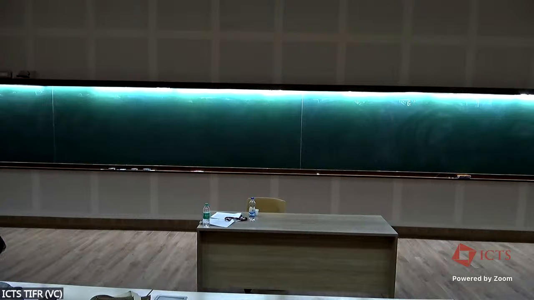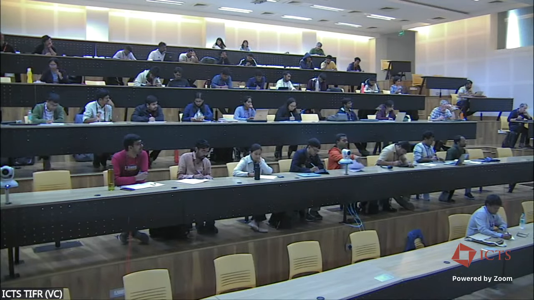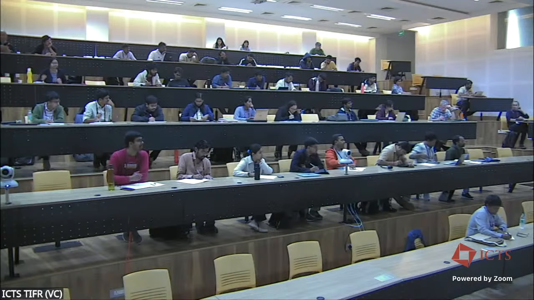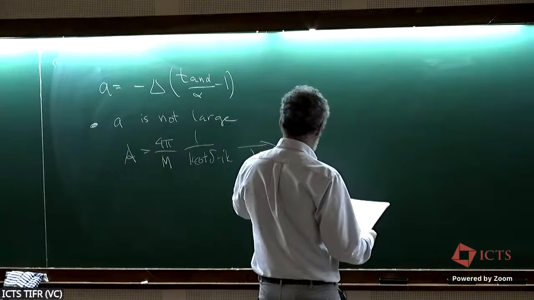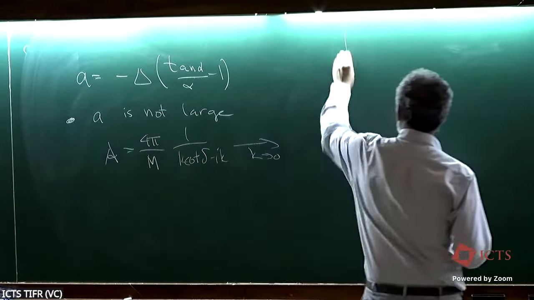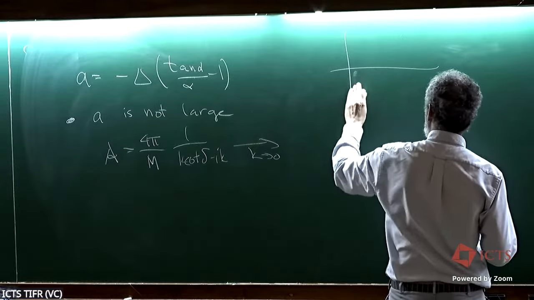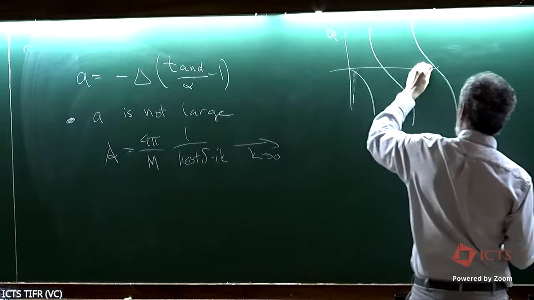So let's say that A is not large. Let's continue that example. And then our scattering amplitude is 4 pi over m, 1 over k cotangent delta minus ik, which goes as k goes to 0 as, and we'll say that, so I should have, this was our picture of A versus alpha.